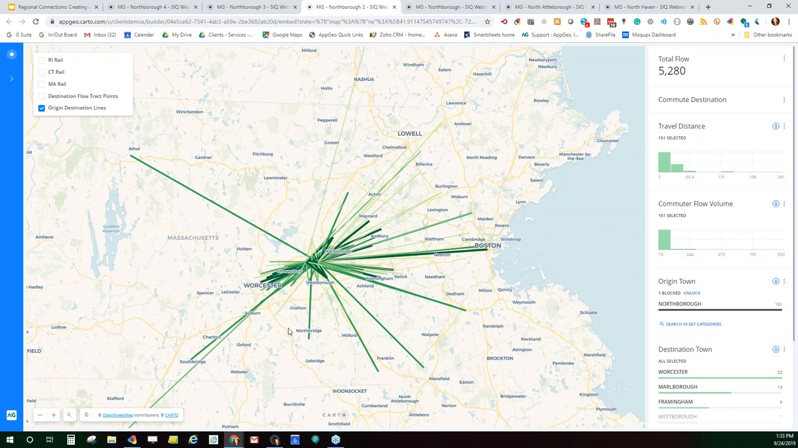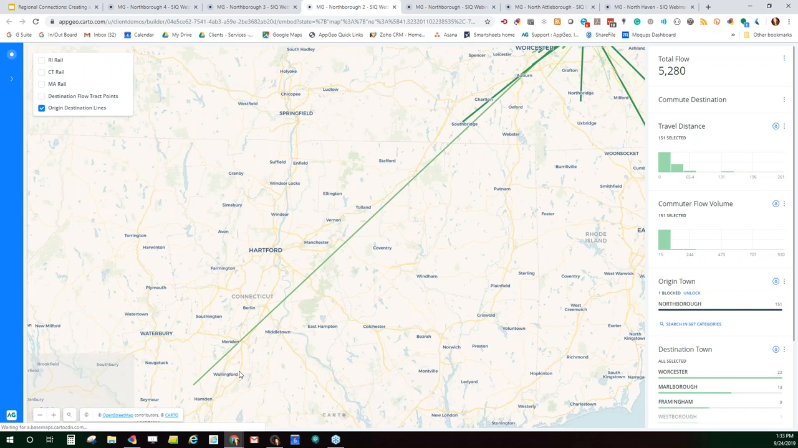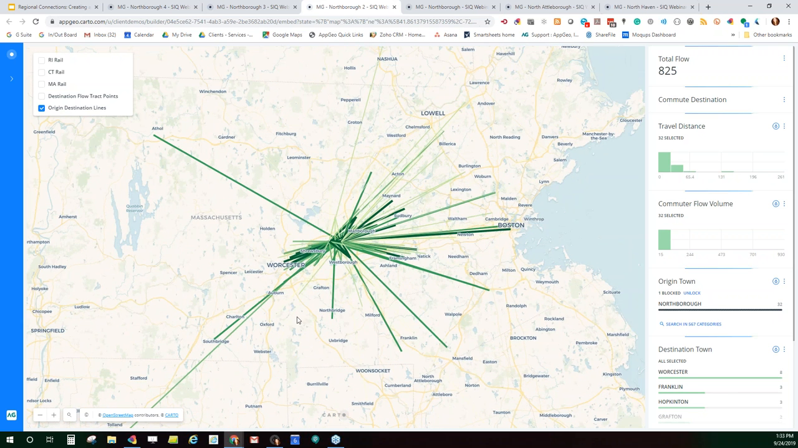So one of these lines that I found really interesting is this one in the southwest here that's going from Northborough all the way down to Camden, Connecticut. And there are 25 commuters traveling that. I have no idea why. I really wonder why. What's in Camden that's such a draw to make people commute that far away? I mapped it and it's almost a 2-hour drive.